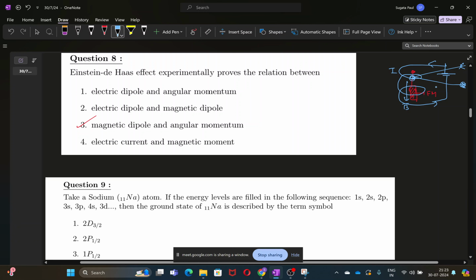So this material will start to rotate inside the loop. That basically proves the experimental relation that magnetic dipole moment and angular momentum are related to each other. The basic cause is that whenever you apply a current in the loop, it will produce a magnetic dipole in the material, because the material will be magnetized.